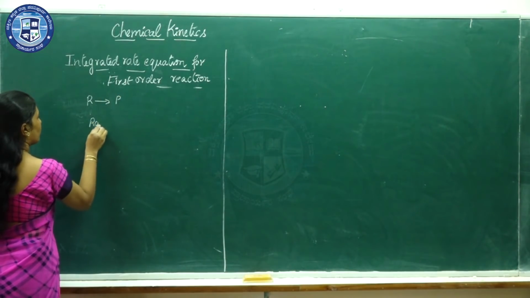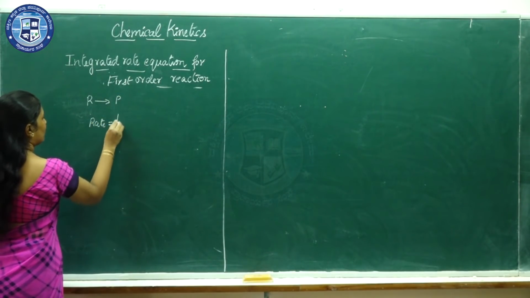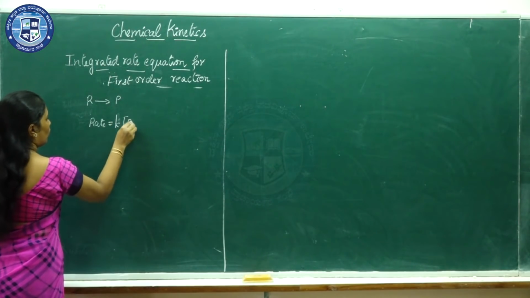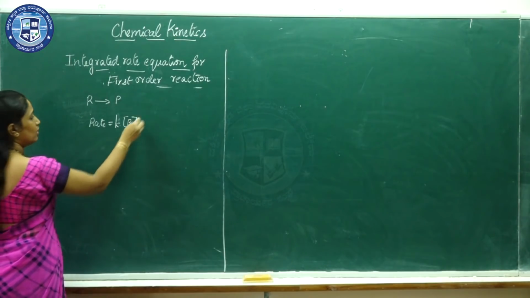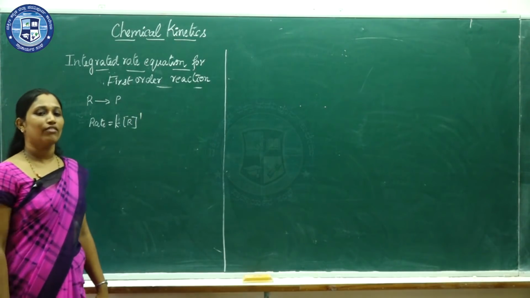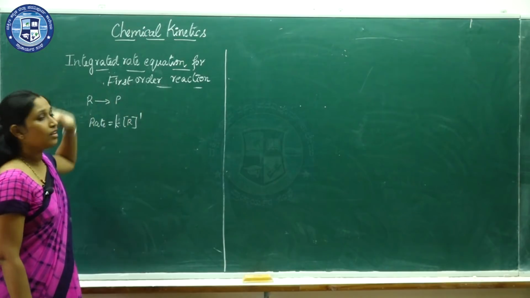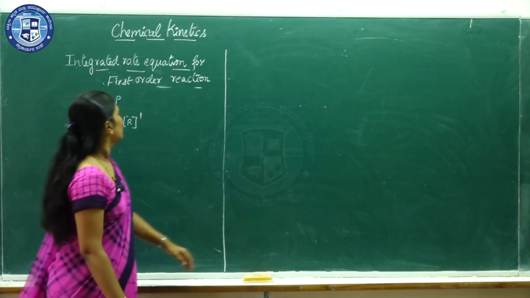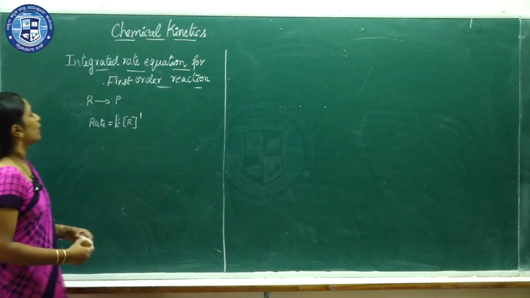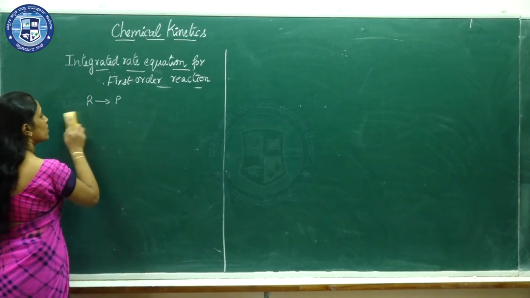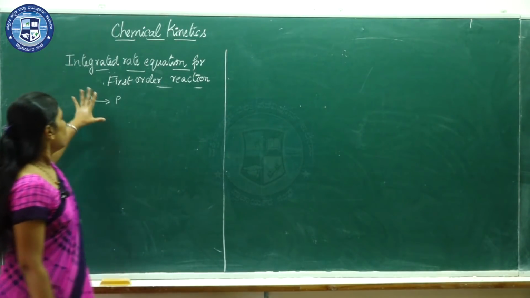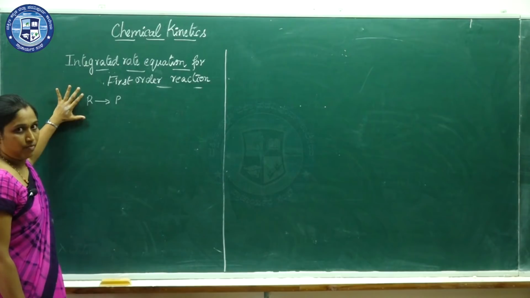So the rate will be like this, K into the concentration of the reactant raised to the power 1. So this is a typical first order reaction. Okay, so now what we will be doing is, we will be deriving the integrated rate equation for the first order reaction. Okay, so consider a typical first order reaction like this.